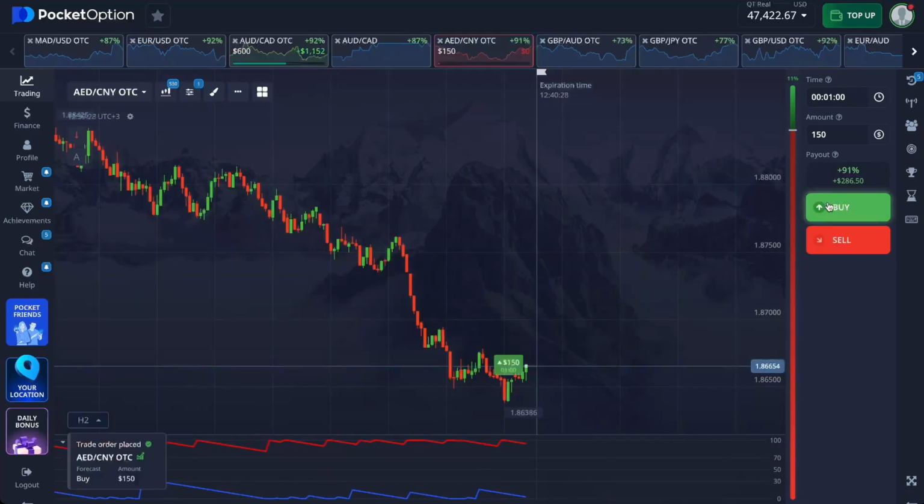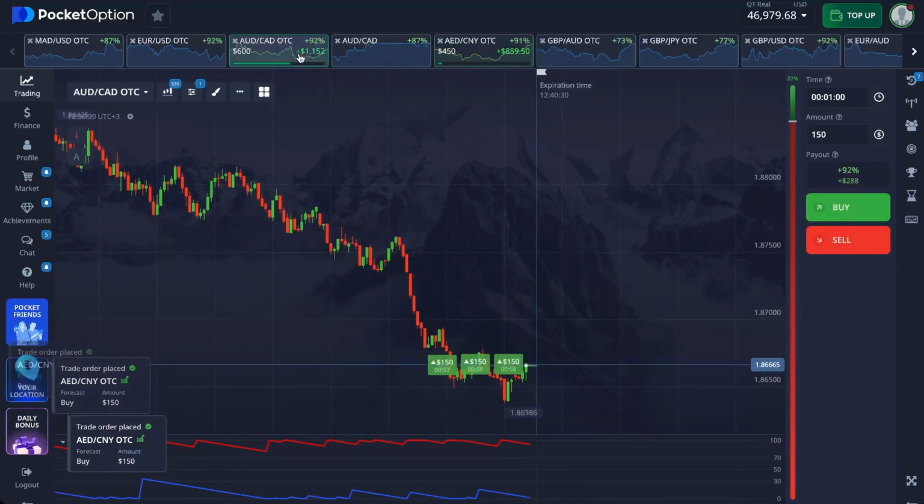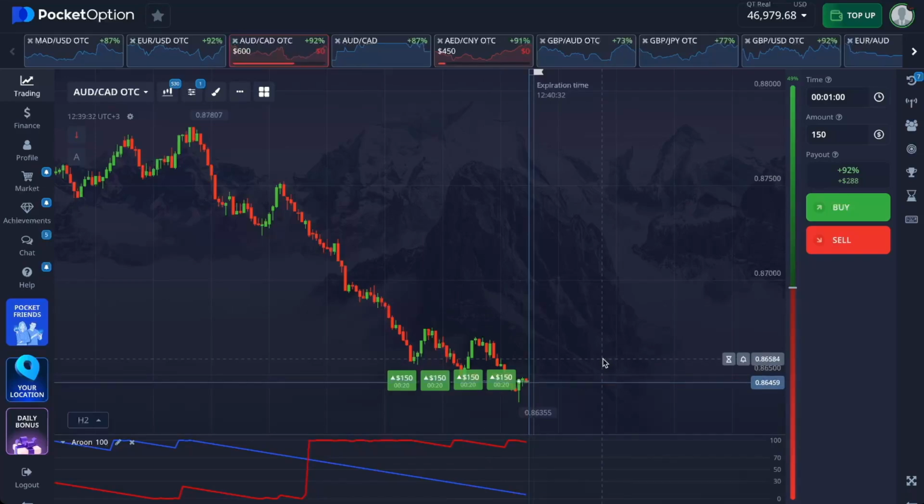There's an interesting situation here as well. I'll take a few trades and we'll come back to them. Let's move on to the first batch of trades. 4 trades of $150 each. Let's watch, friends. Just a few seconds left. 5 seconds until expiration. Let's see how they close for us.